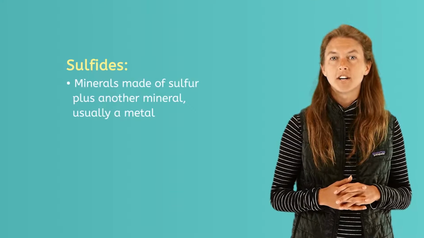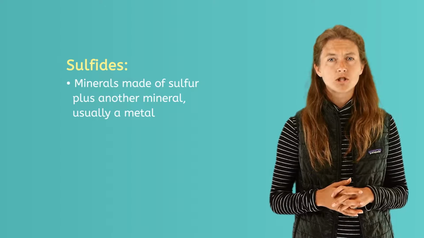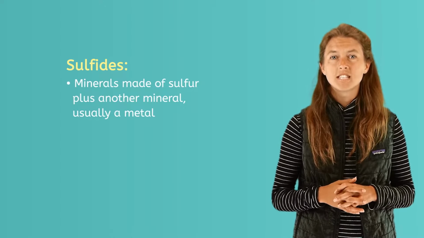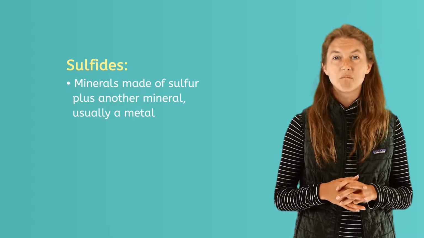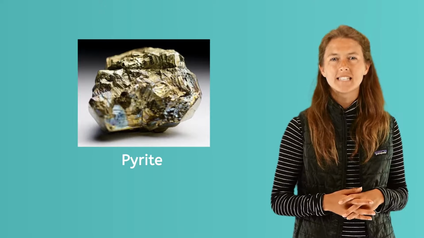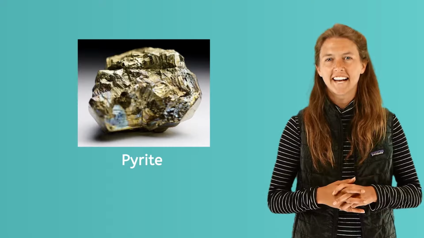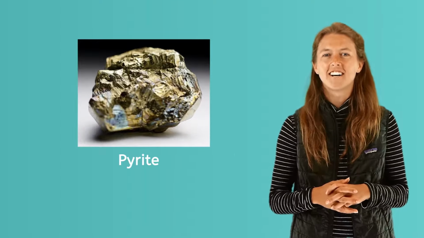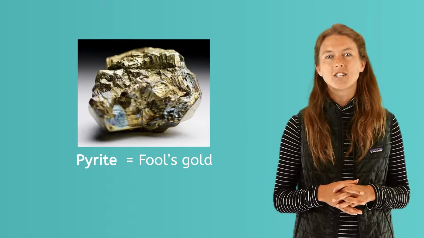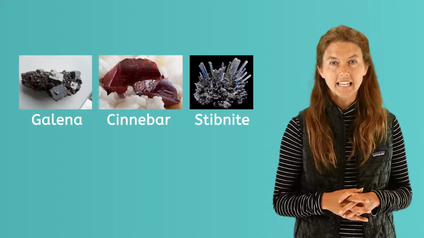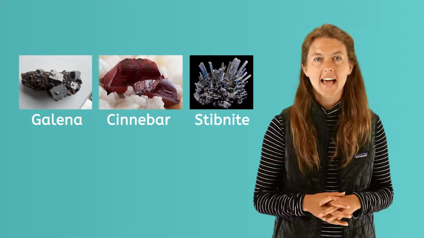Sulfides are made of sulfur, plus another mineral, usually a metal. Minerals in this group are known to be heavy, brittle, and metallic looking. Pyrite is a sulfide because it is made of sulfur and iron. It is often called fool's gold because it looks a lot like gold. Other sulfides are galena, cinnabar, and stibnite.